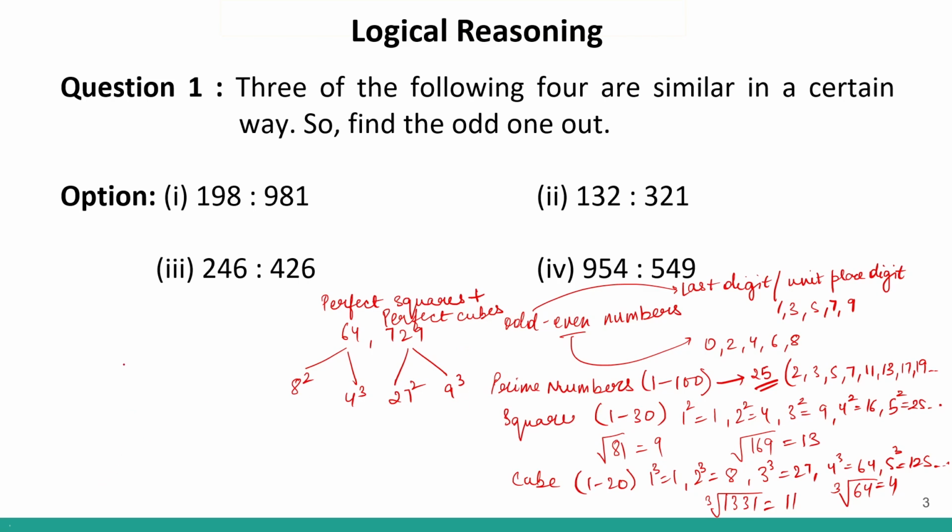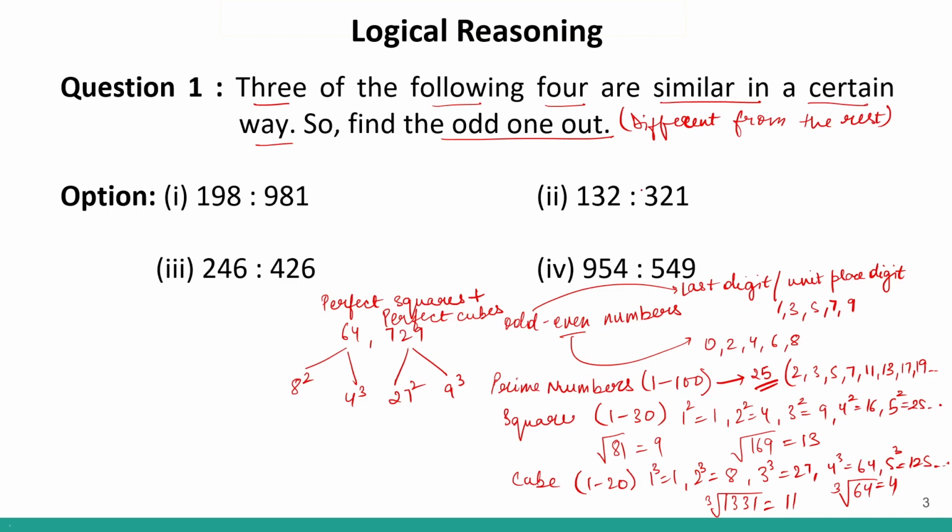Now let us look at question number 1. Four options are given to us. Three of the following four are similar in a certain way. We have to find the odd one out. Odd one out means we have to find the one that is different from the rest.